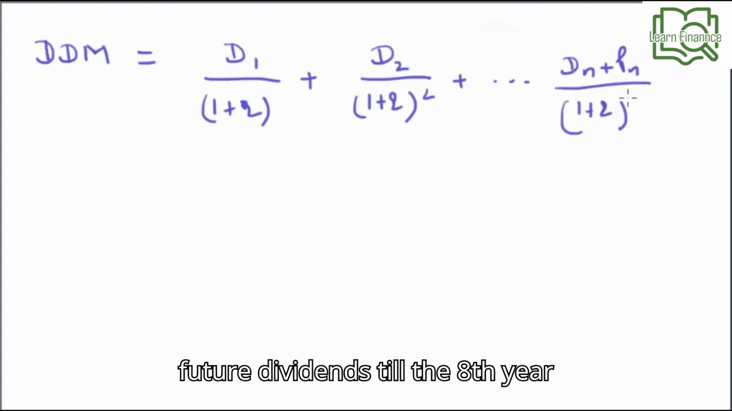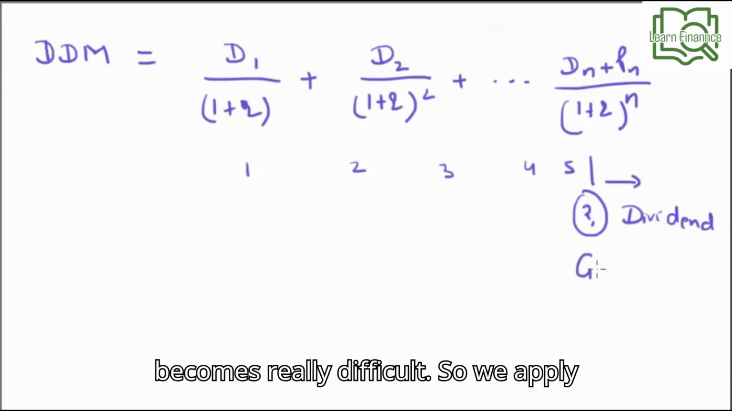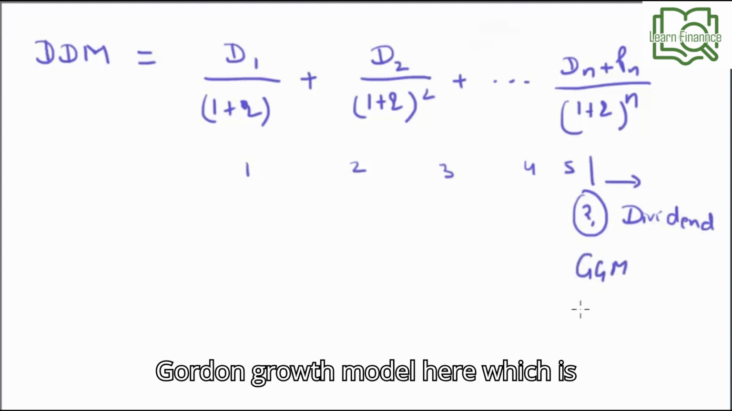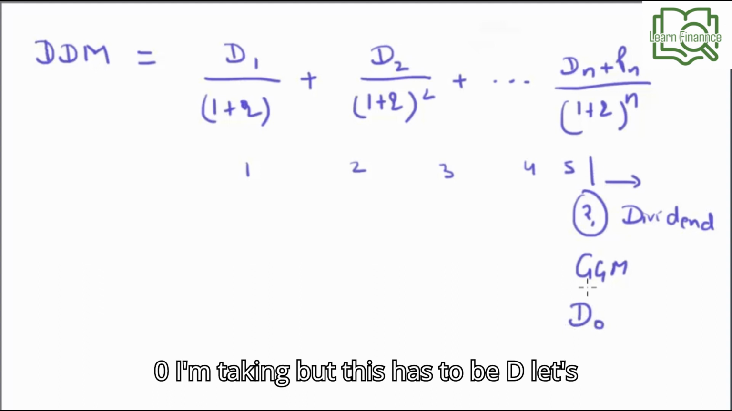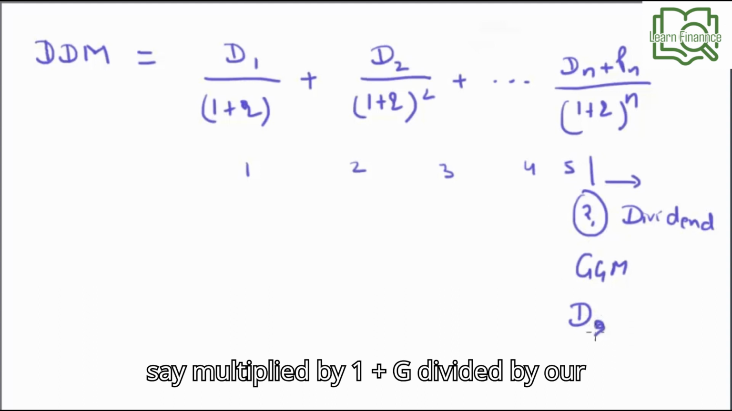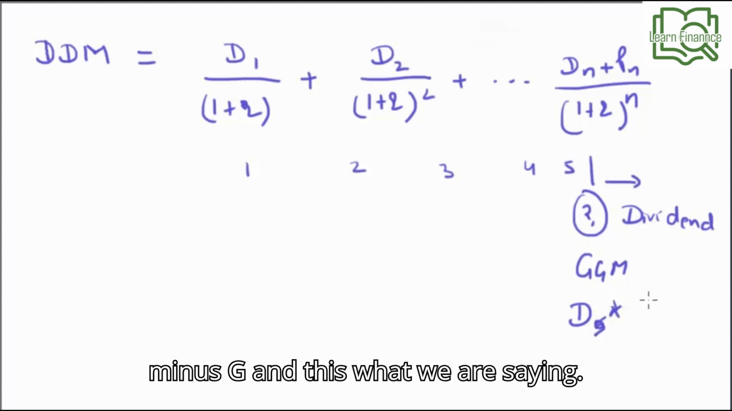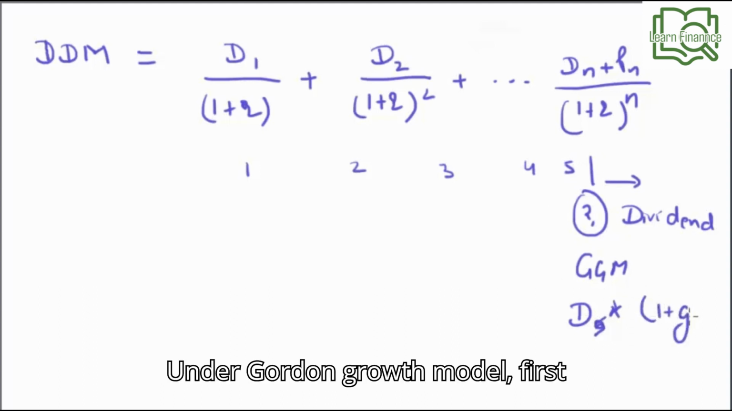Estimating these future dividends till the nth year becomes really difficult. So we apply the Gordon growth model here, which is basically the dividend at this stage, which I'm taking as D0, multiplied by 1 plus g, divided by r minus g. This is what we are saying under the Gordon growth model.